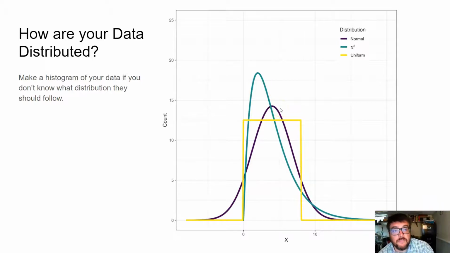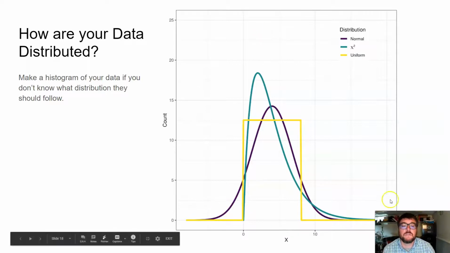Now, another thing that you can do when you're looking at your data is if you don't know how they're distributed beforehand, you can make a histogram and see which distributions they follow. So here's some examples of 3 different distributions of data with similar locations. We have the nice symmetrical normal distribution with left tail and right tail. We have the chi-square distribution, which has no left tail, it only has a right tail. And these both have 1 mode. And then you have the uniform distribution here, which has no mode.